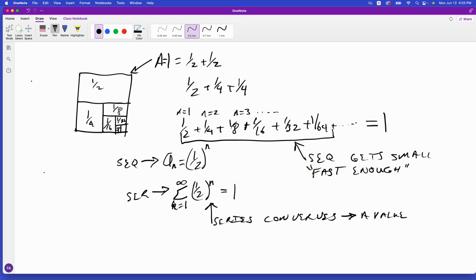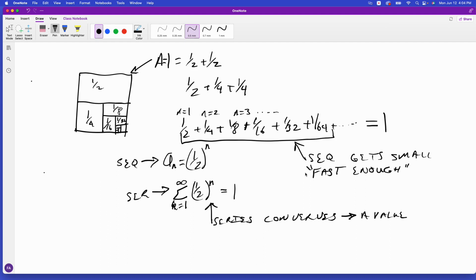And a lot of people say, fast enough, what does that mean? Yes, that's exactly what it means. It means it does it fast enough. And what we're going to do over the course of the next several videos is look at different ways to determine whether those individual terms are getting small enough, fast enough, so that we are actually converging on a value as opposed to continuously growing.